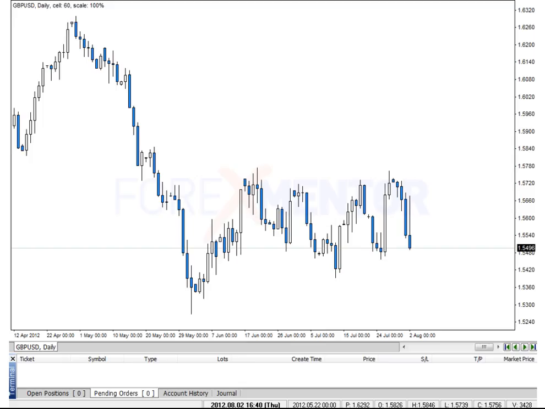Hi traders, this is Andrew and I just want to show you an example of what the bullish base pattern looks like. We're currently looking at the daily chart where we want to identify key levels of support and resistance.